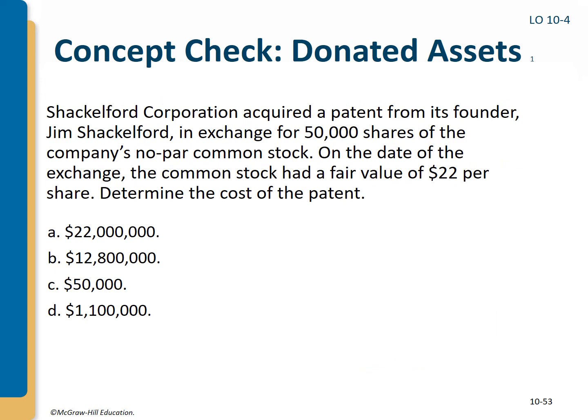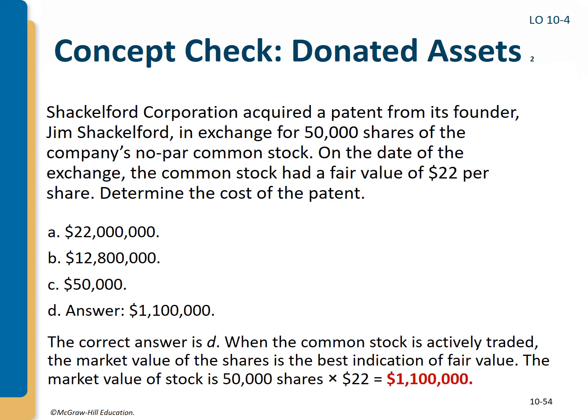Shackelford Corporation acquired a patent from its founder in exchange for 50,000 shares of the company's no-par common stock. On the date of the exchange, the common stock had a fair value of $22 a share. What's the cost of the patent? 50,000 shares times $22 a share, or $1,100,000. I know it says donated assets there, but this is not an example of a donated asset. Okay, this is an example of them buying an asset with stock. So you can see this was a patent. So it could be a patent, it could be an intangible, natural resource, or property, plants, and equipment. This is how we account for it.